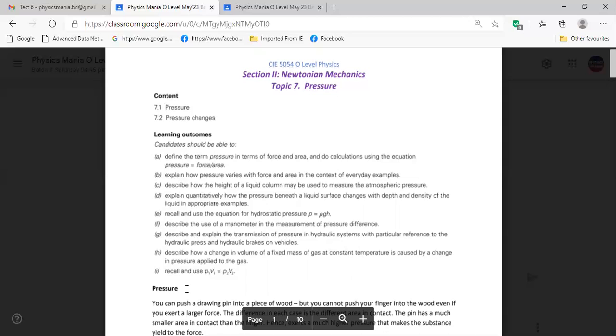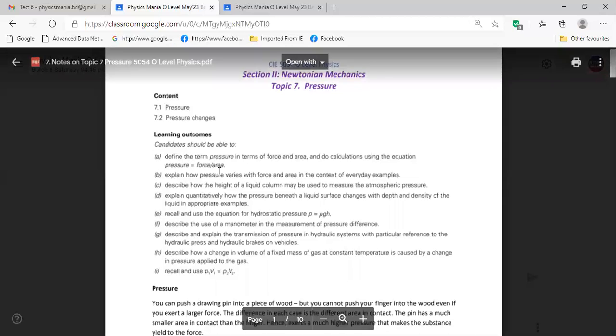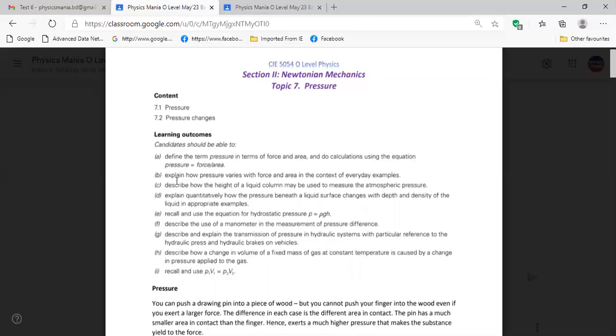This hydraulic brake, the hydraulic system also works using this formula: pressure equals force by area. We are getting the benefits using this formula.